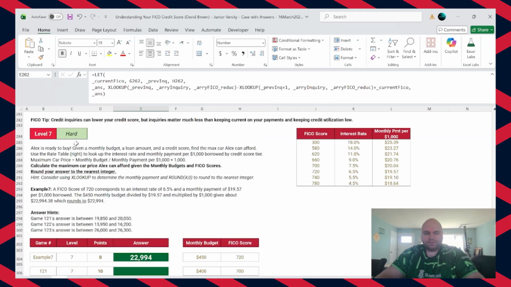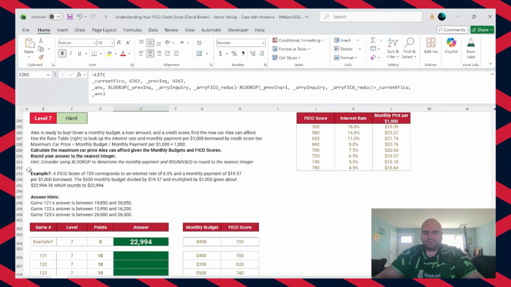Last level. Alex is ready to buy. Given a monthly budget and a loan amount and a credit score, find the max car Alex can afford. Use the table to the right to look up the interest rate and the monthly payment per $1,000 borrowed by credit score tier. Maximum car price is equal to this formula, monthly budget divided by monthly payment per $1,000 times $1,000. Calculate the maximum car price Alex can afford given the monthly budgets and FICO scores. And of course, round to the nearest integer.